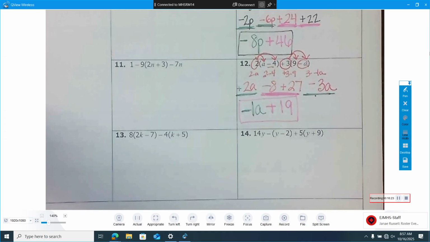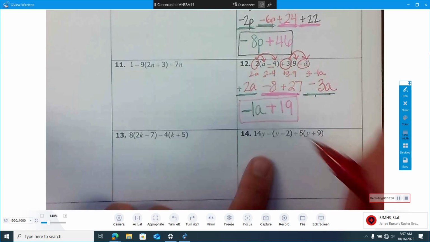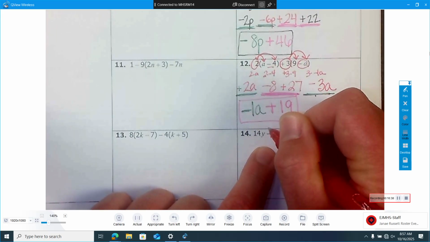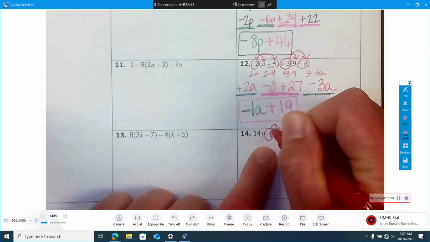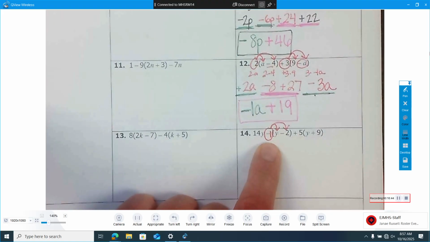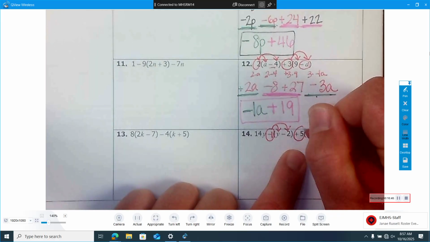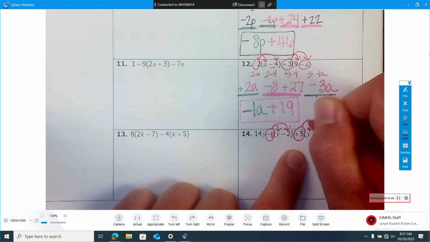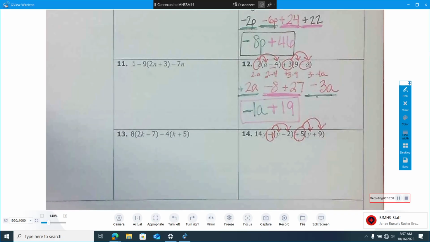Number 14, last one. Ooh, lots going on here too, right? All right. What do we need to distribute here on number 14? The negative. We can turn that into a negative 1 to make our life a little easier. All right, got to distribute a negative 1. What else do we need to distribute? The 5, a positive 5. I love that. Beautiful. All right, got to distribute that positive 5.